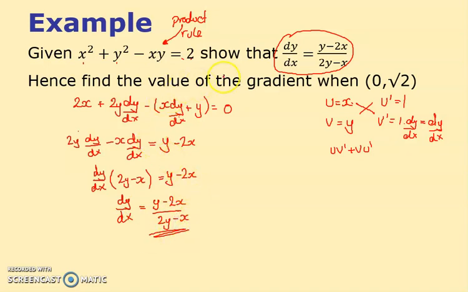Now it says hence find the value of the gradient when x is that. So x is that, y is that. So for the gradient, I simply sub those numbers in. I get root 2 minus 2 naughts, that's 9, over 2y, which is 2 root 2, minus 9. So I think it's 1 over root 2. No, 1 over 2, sorry. The root 2's cancel. So I think the answer is a half.